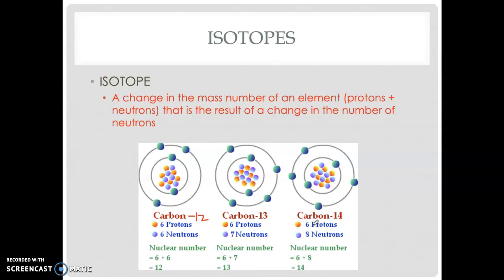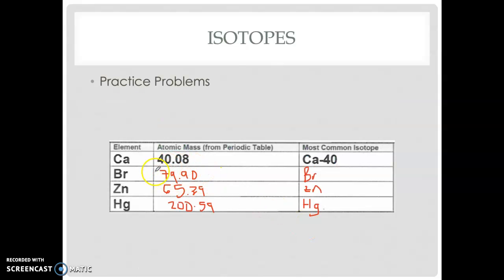Okay, so what we round it to when we round it, so when we're calculating neutrons, I would round this to 80. That's just the most common isotope that you have there. So this would be bromine 80, zinc 65, I'm rounding down in that case, and mercury 201. That's the most common number of neutrons.